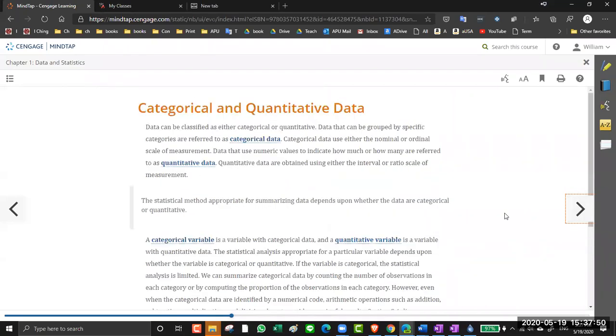Okay, so we distinguish between numeric and non-numeric. What happened? Okay, so we call non-numeric categorical, and numeric we can call quantitative.